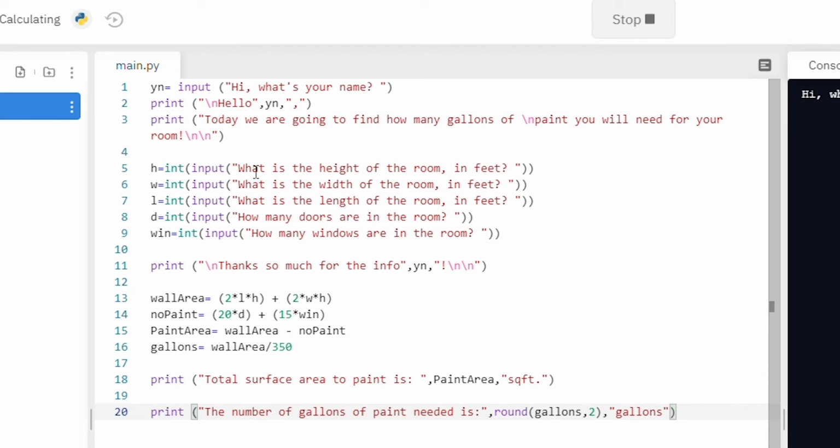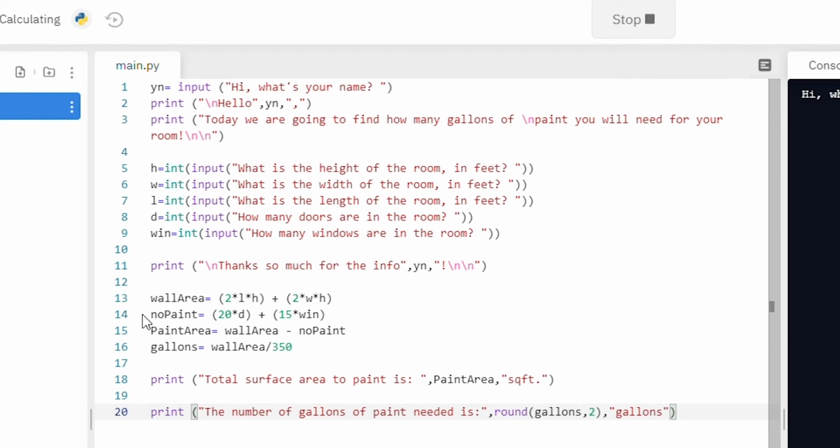So the H will represent the height of the room. The W will represent the width of the room. The L will represent the length of the room. D will say how many doors they have in the room. And Win represents the number of windows in the room. Then we thank that person for their information.